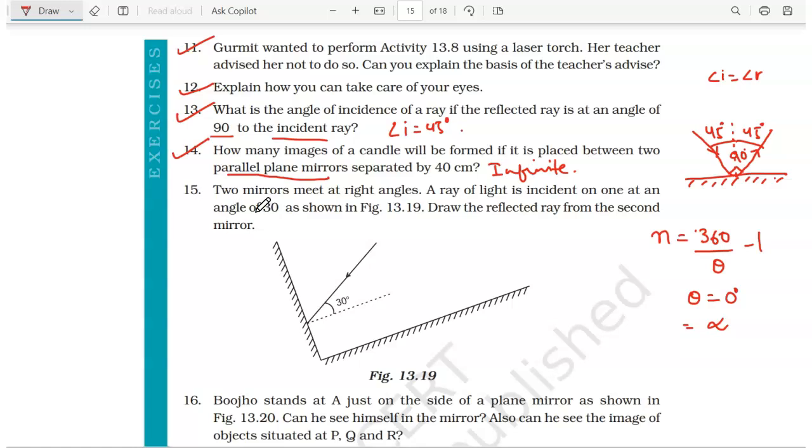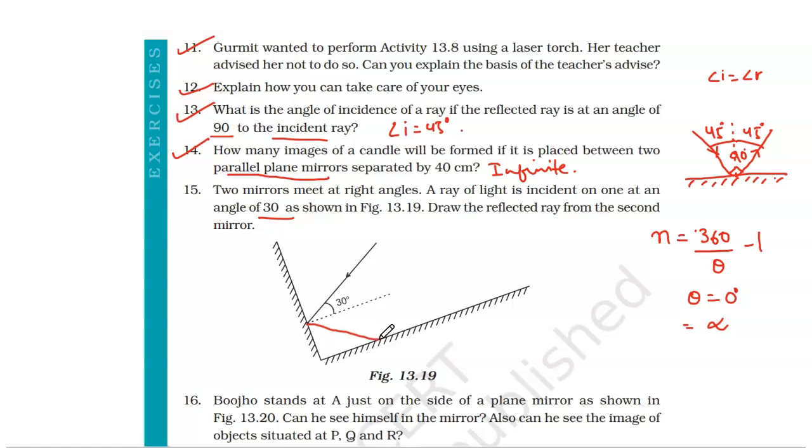Number 15. Two mirrors meet at right angles. A ray of light is incident at one mirror at an angle of 30 degree as shown. Draw the reflected ray from the second mirror. So since it's a mirror, we all know that the reflected light ray will also be at an angle of 30 degrees. So suppose something like this. Okay. So this is also 30 degree.